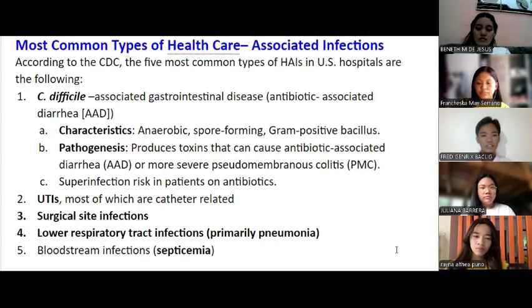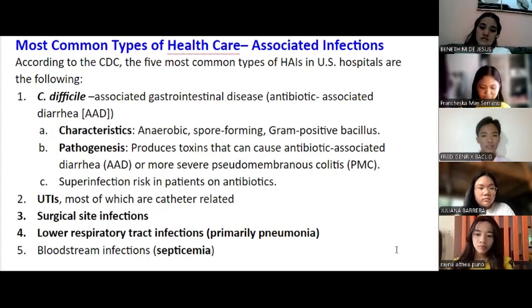Examples of these pathogens are Staphylococcus aureus and Enterococcus species. They can delay the healing process of a person after surgery, and sometimes they can lead to more serious complications such as the formation of abscesses or sepsis.